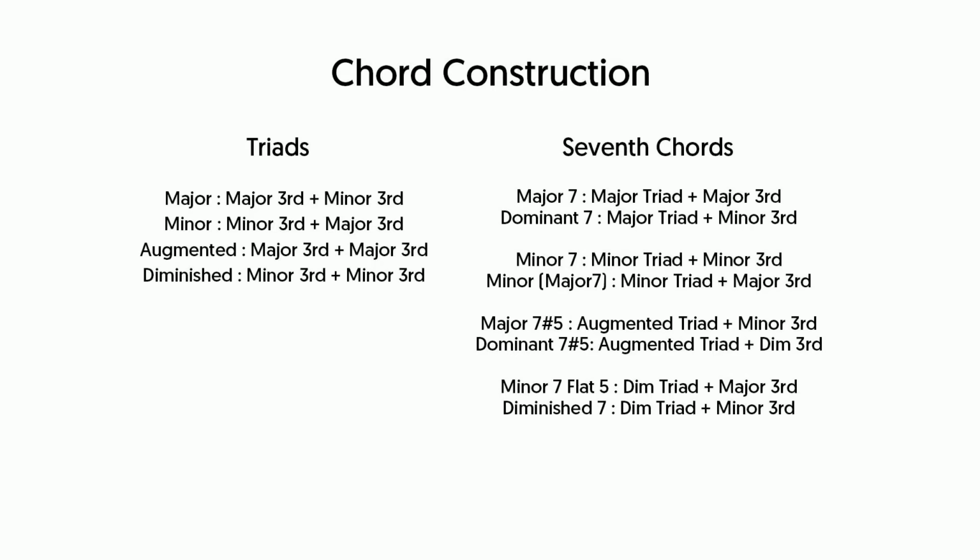Now look on this other side with the 7th chords. Again, we're adding thirds. It's all that tertian harmony. Now you can see here that on the triad side of things, we've got 4 of them. And then we've got 8 7th chords. And that's because all we're doing is adding another third.